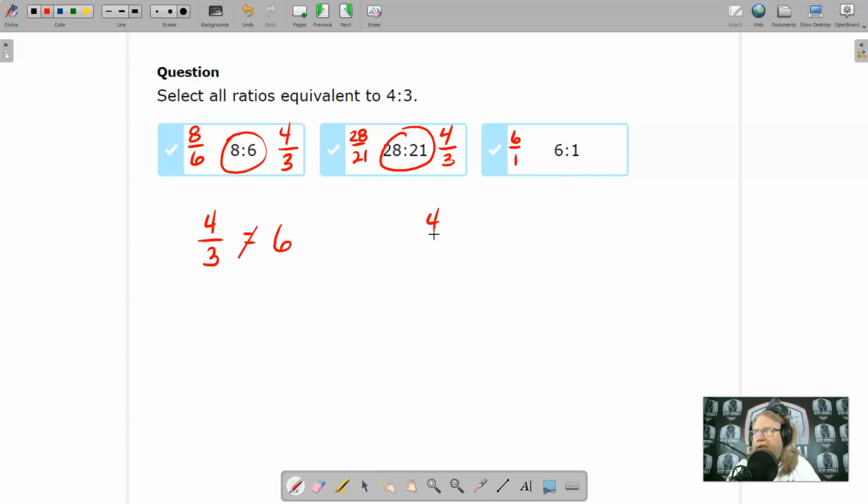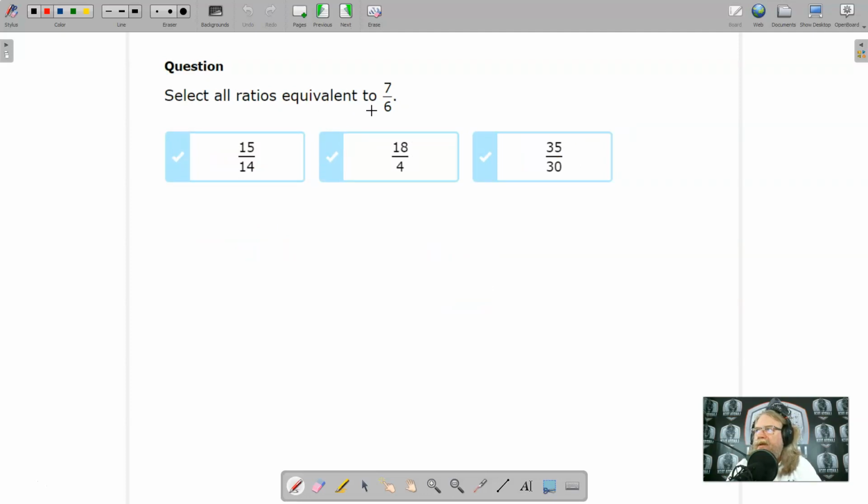Now, if we wanted to, we could set that up. 4 is to 3, as 6 is to 1. We could use cross products. 4 times 1 is 4. 3 times 6 equals 18. Does 4 equal 18? No, it doesn't. So therefore, this answer over here is not going to work for us.